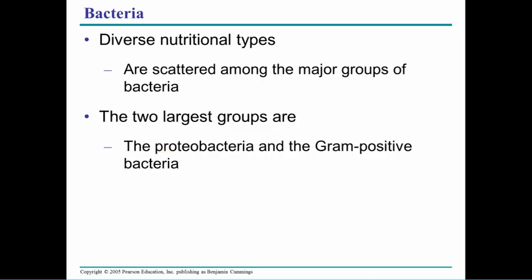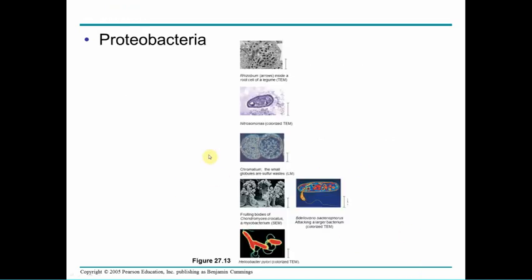Now, bacteria can be scattered among all different kinds, and a lot of times they're classified by what type of nutrition they use. We've talked about gram-positive before, and Proteobacteria are another group of bacteria here. These are just giving you some examples of them. For example, rhizobium here, this is involved in nutrient uptake in plant roots. So it assists or aids in the uptake of nutrients. And then there's other examples here.